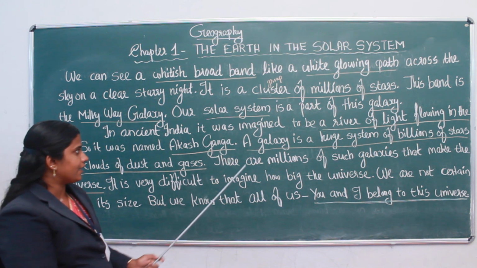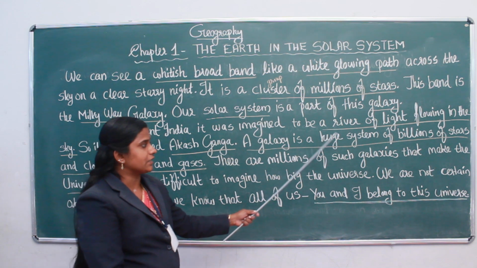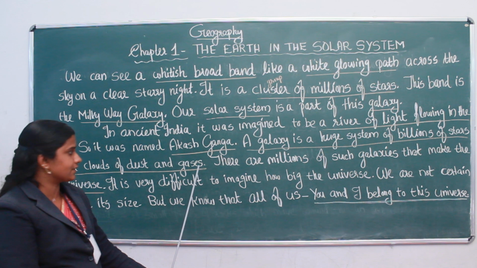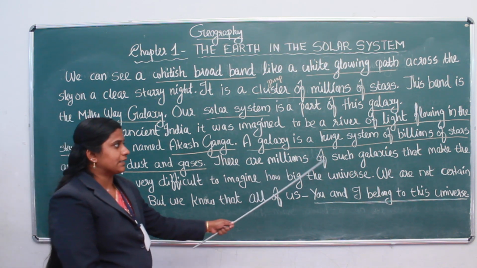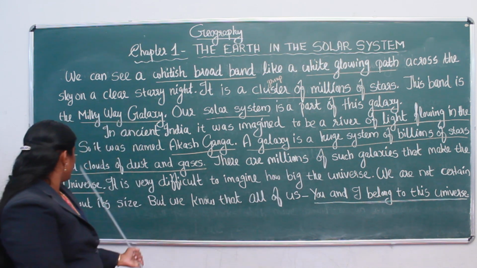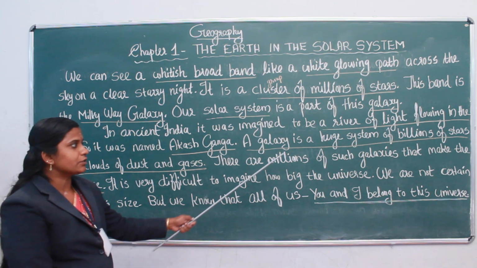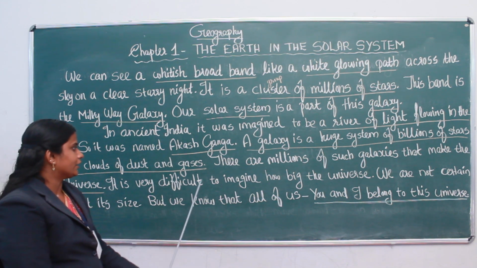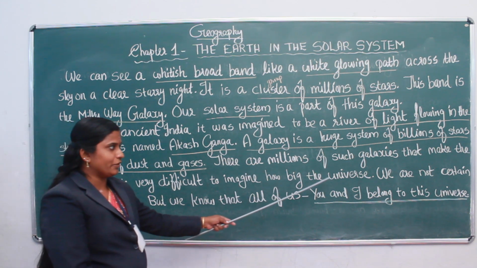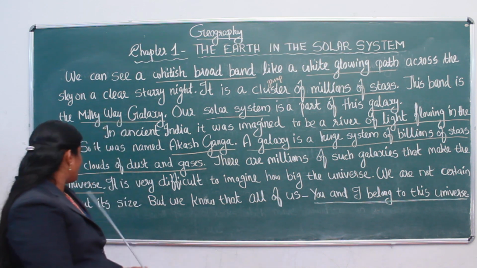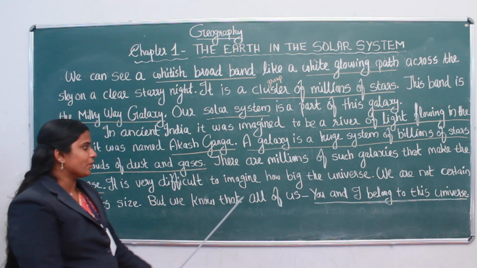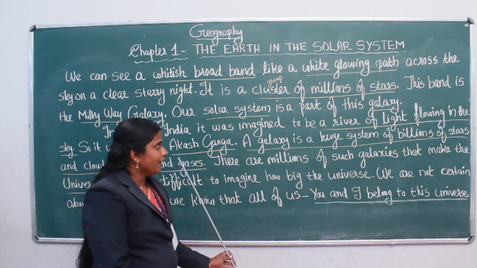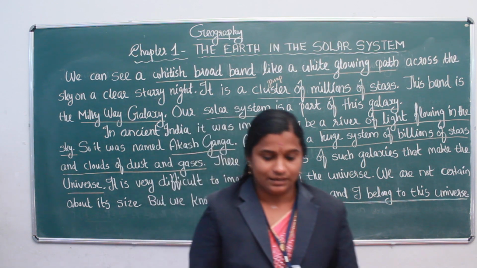What is a galaxy? A galaxy is a huge system of billions of stars and clouds of dust and gases. There are millions of such galaxies that make the universe. It is very difficult to imagine how big the universe is. We are not certain about its size, but we know that all of us, you and I, belong to this universe.